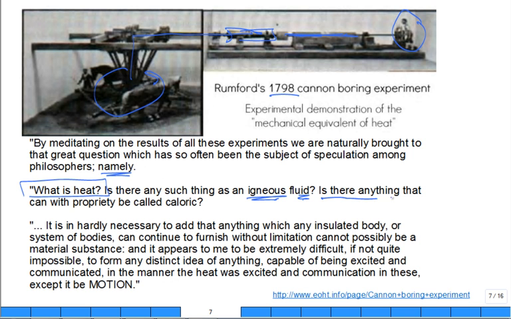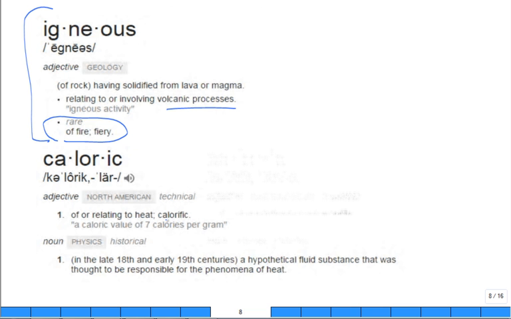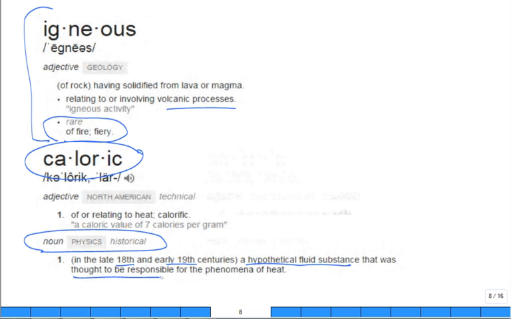Is there anything that can, with propriety, be called caloric? Caloric was the common term at the time. You look it up: historical noun, in the late 17th and early 19th centuries, a hypothetical fluid or substance that was thought to be responsible for the phenomenon of heat. They thought that some fluid was being transferred when you had transfer of heat. They called it caloric, some fiery fluid that you can't really see.